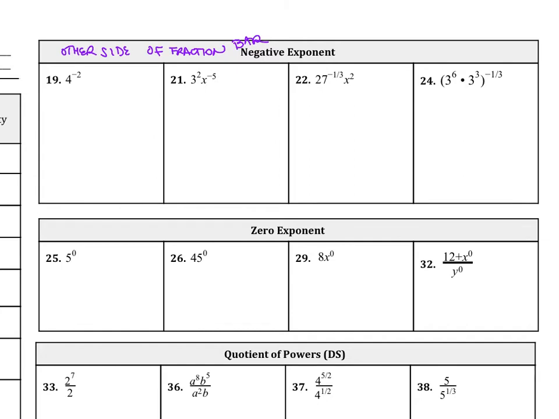So with 19, there's only the 4 to the negative 2, so there's nothing that we need to separate. We could rewrite this as 1 over 4 squared. The only ones we're going to move will be like our negative 5 here, and then our 27 to the negative 1/3. 24 may be a little bit challenging, but see what you can do. Try these out. Pause the video and try these out.